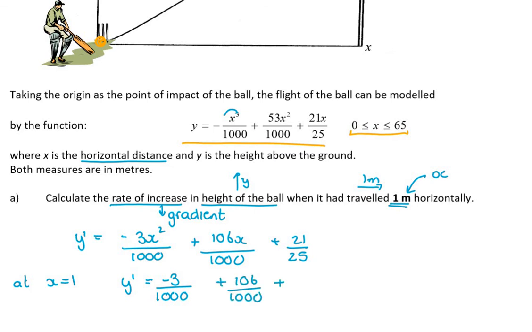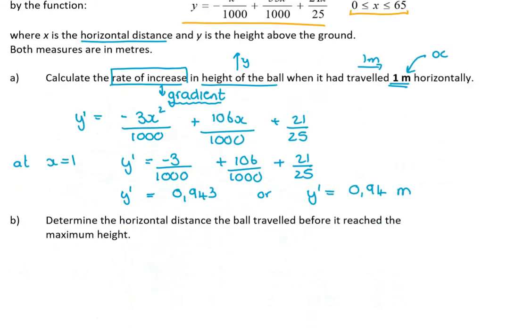Now again, this isn't going to be a particularly nice, pretty number, and that's not a problem. In reality, these numbers aren't generally pretty. So I picked up my calculator and I worked it out, and I got 0,943, which means if I rounded it to two decimal places, the rate of increase in the height is 0,94 meters when the ball has gone 1 meter horizontally. So the tricky part of that question is not the maths. It's about translating the English into maths. So don't forget that when you see rate of increase, that is gradient. Okay, let's look at the next one.